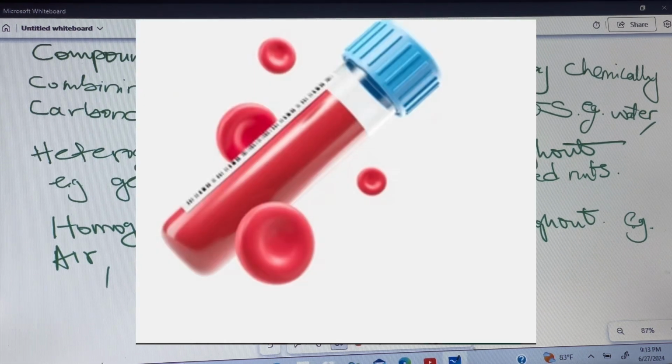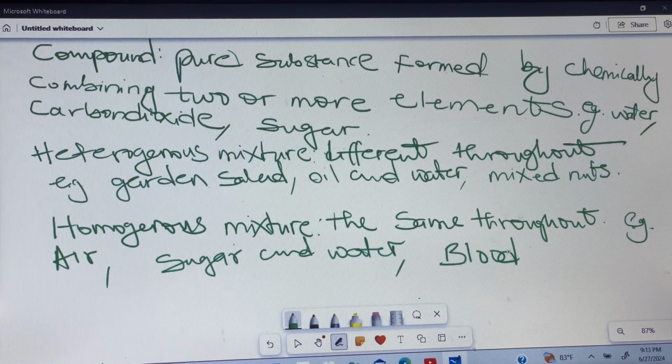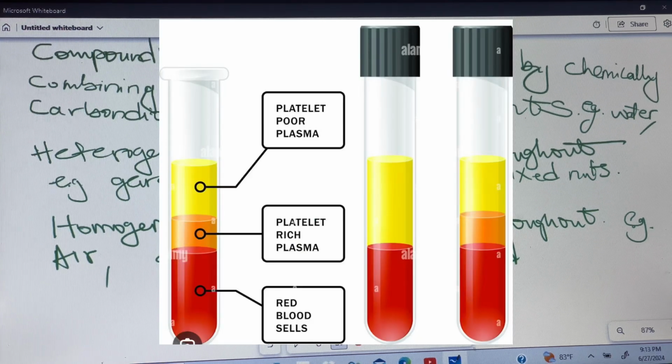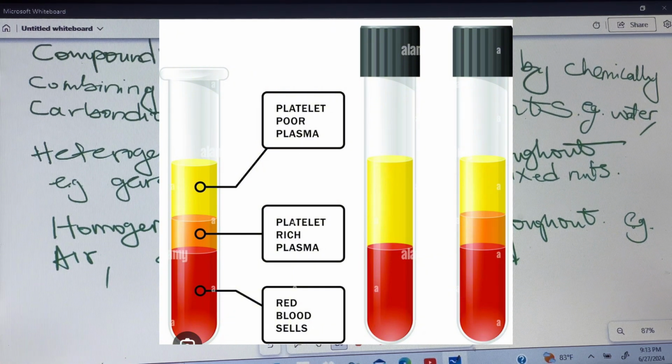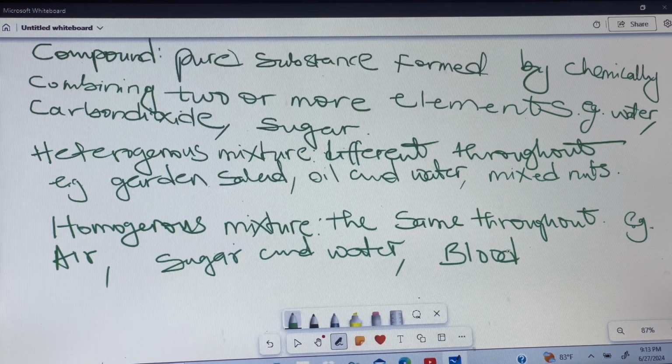Then for blood, whenever they draw blood from you, you see that the blood is reddish in color. But there's something they do to the blood, and you see that blood has different components: the white blood cells, the red blood cells, the platelets, the plasma, all of this. So that's why we call it homogeneous, because without separating it, it looks just red. It's the same throughout when you look at it.